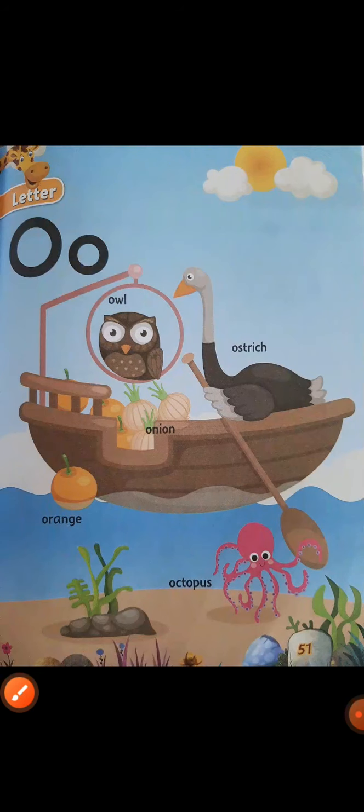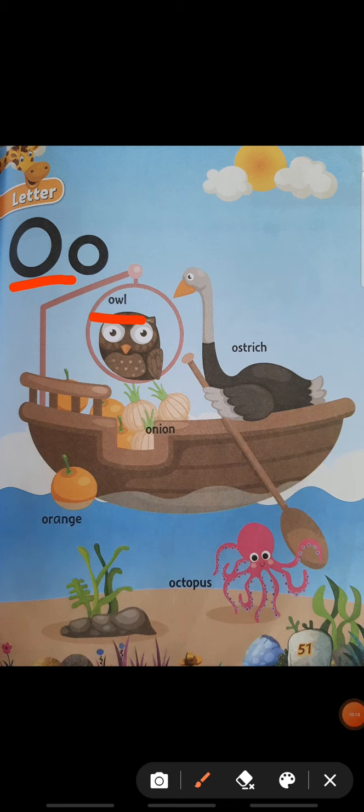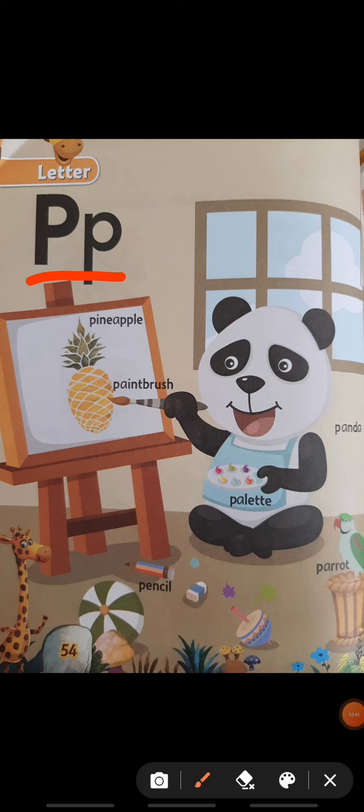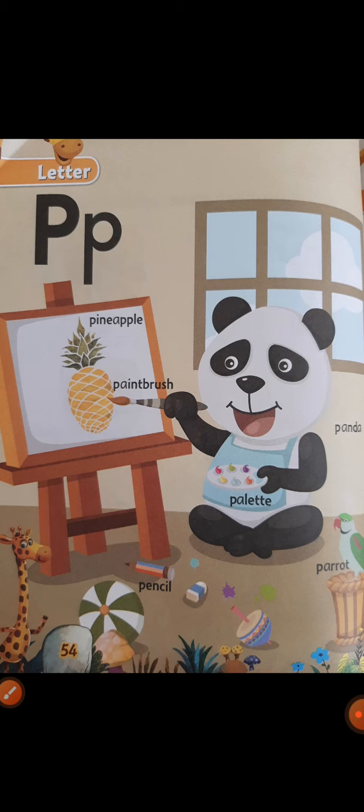Okay, next letter O. O for owl. O for ostrich. O for onion. O for orange. O for octopus. Okay, very good. So next letter is letter P. P for pineapple. P for paintbrush. P for pencil. P for plate. P for parrot. P for panda. Yes, very good children. So like this you have to read all the letters and words.